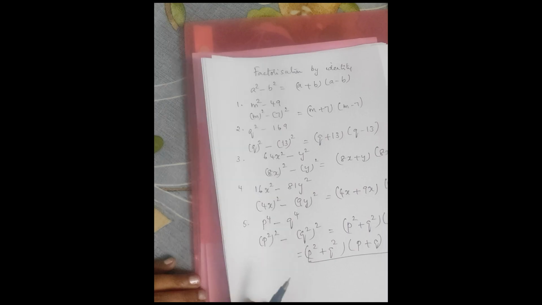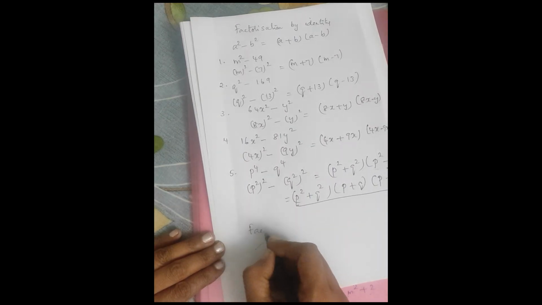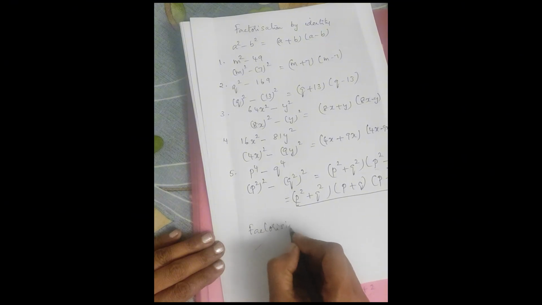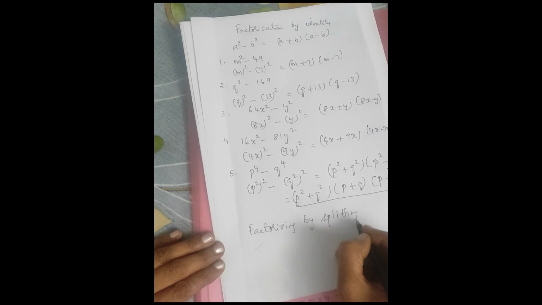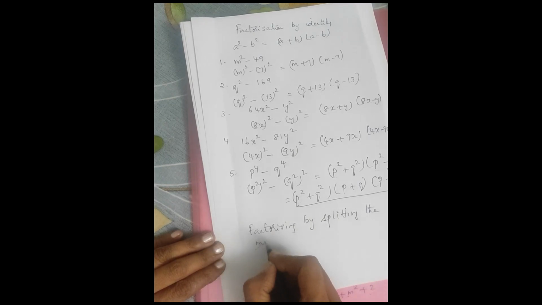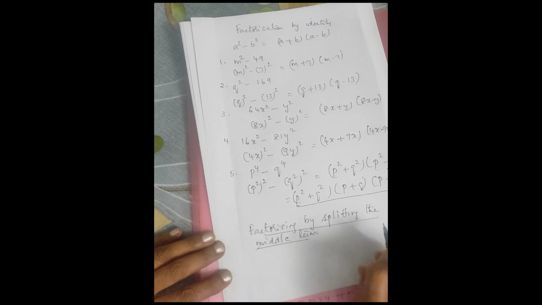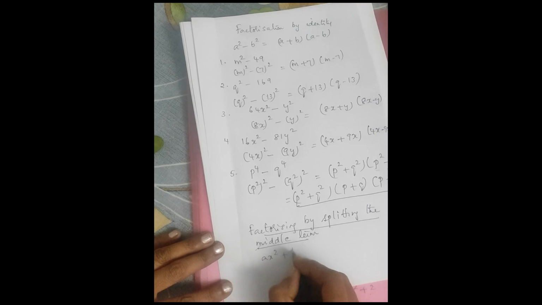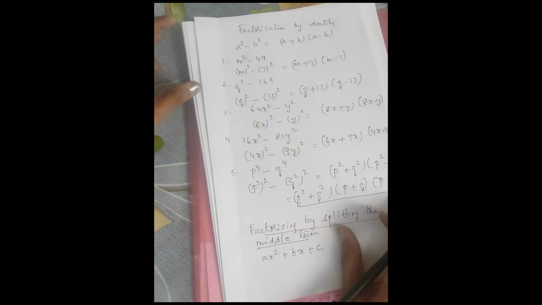Next is factorization of quadratic expressions by splitting the middle term. It should be a quadratic equation, of the form ax square plus bx plus c. This is the quadratic form. Only for this quadratic form can we do the factorization by splitting the middle term. So I'll show you.